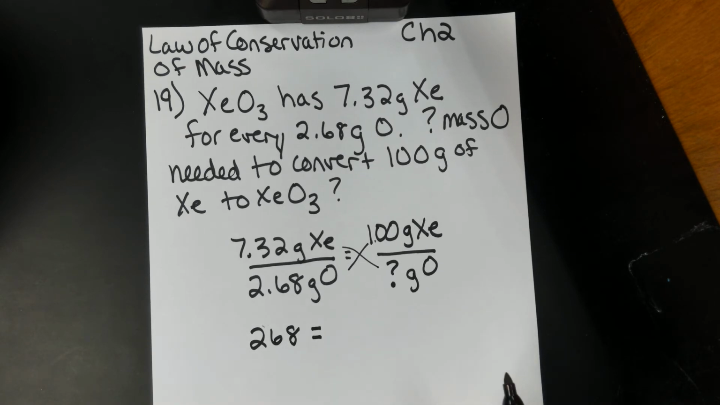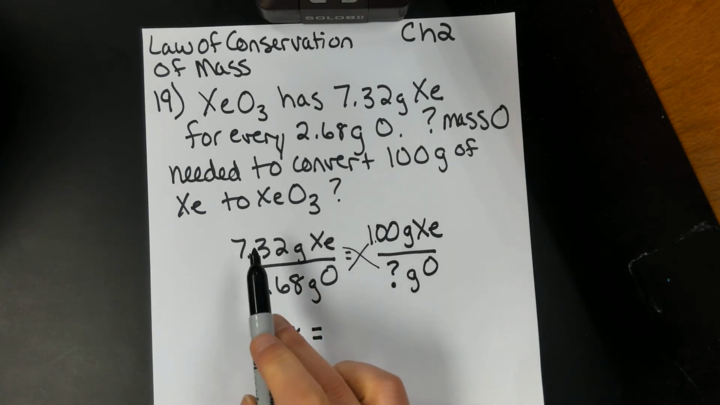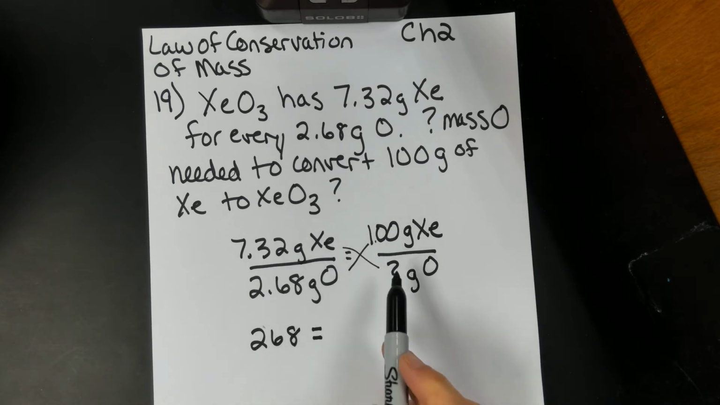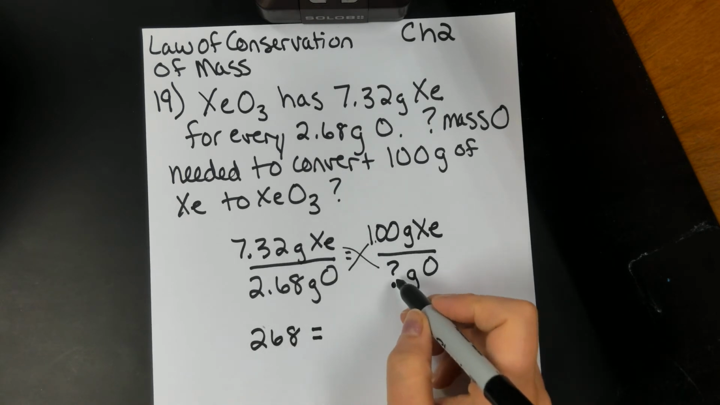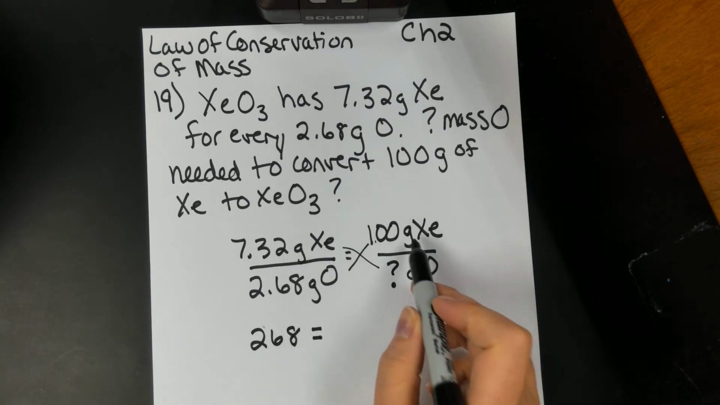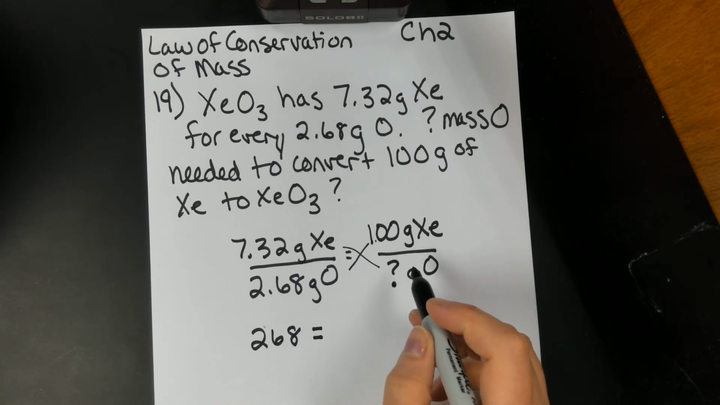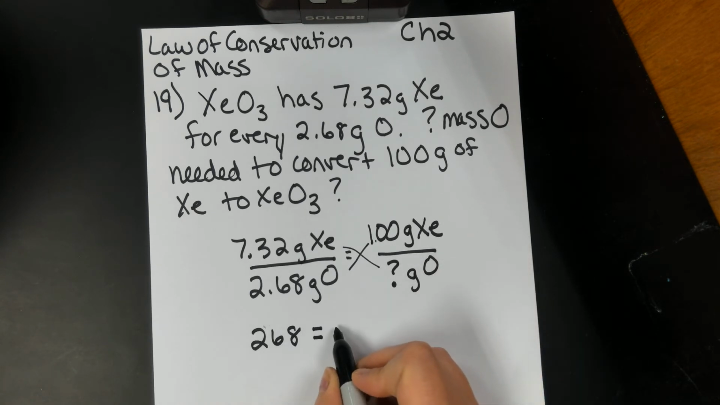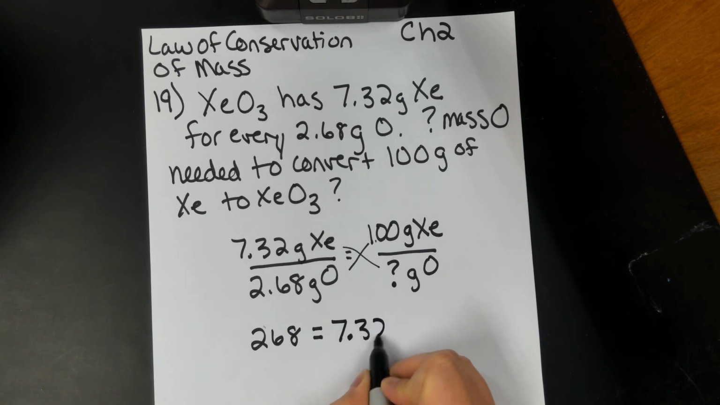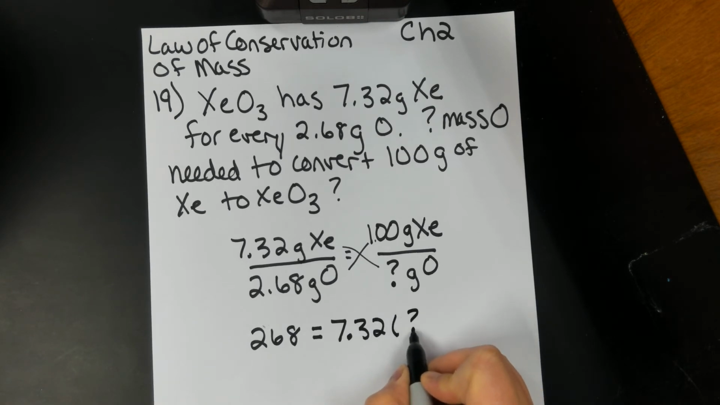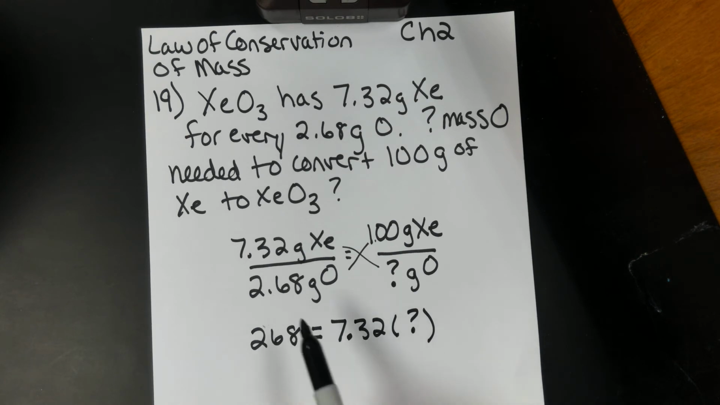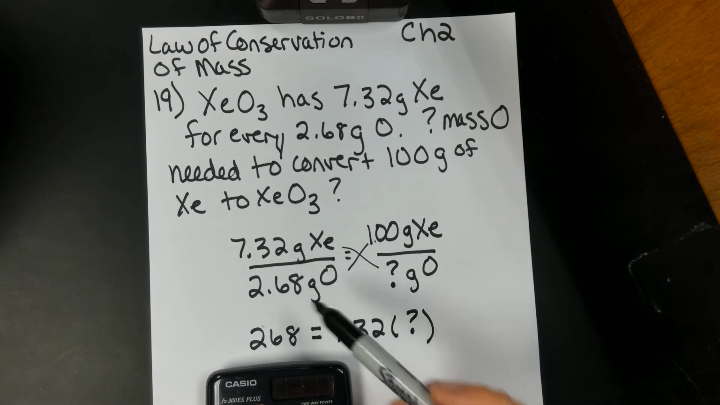And that's going to equal 7.32 times my question mark. So let's call this, well, since we already have an X in there, let's just keep my question mark, I guess, right? 7.32 times whatever that number is. So then to solve for my amount that's here, I divide both sides by 7.32.